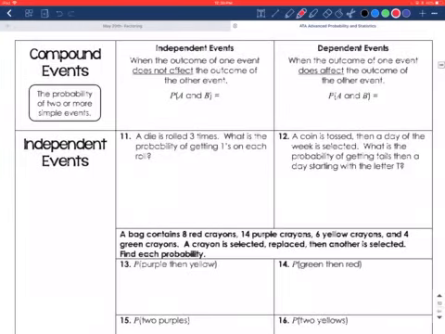Keep moving forward from there. Compound events, independent and dependent events. Yeah, I really look at my prime number. I'm not comfortable with that, but that's okay.